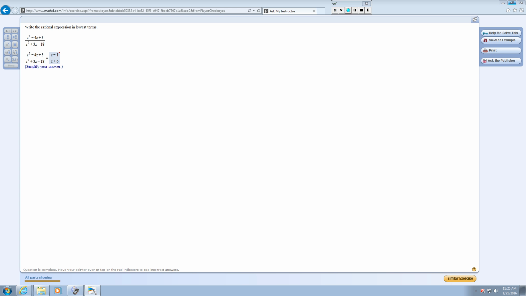2 times 2 is 4. 3 times 3 is 9. 4 times 4 is 16. 5 times 5 is 25. So those are not perfect squares. So you have to rely on the reverse FOIL method, which is to draw 2 sets of parentheses. Break up the first term starting with z. Break up the last term starting with 1.